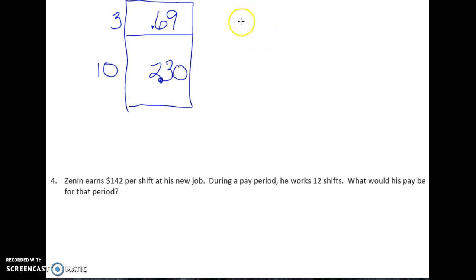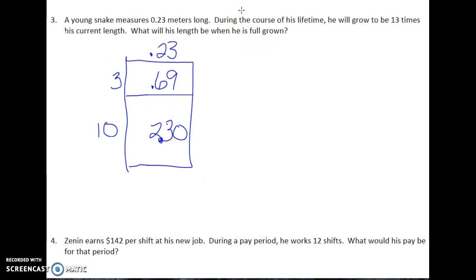Let's double check it with standard algorithm, shall we? Let's do it parent style. And so in this case, if we have 0.23, we're saying times 13. We know 3 times 3 is 9. 3 times 2 gets us a 6. 10, oh, I've got to have a 0 so that we move to the tens place. 1 times 3 is 3. 1 times 2 is 2.